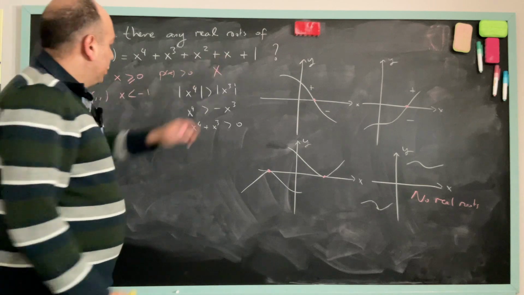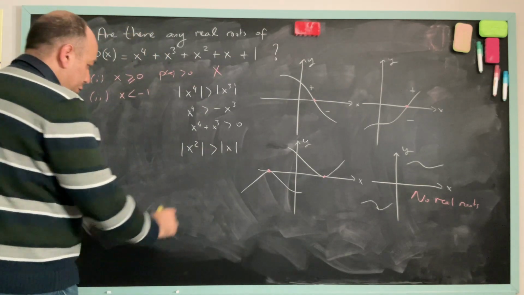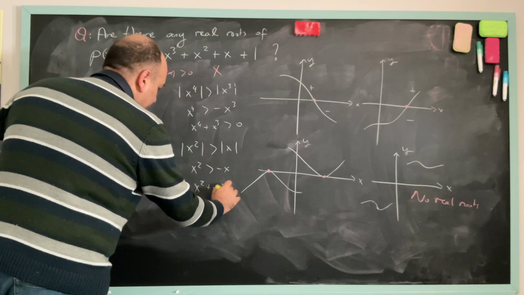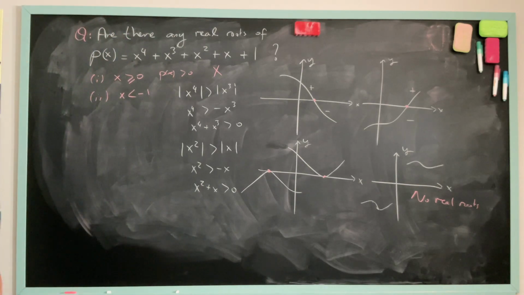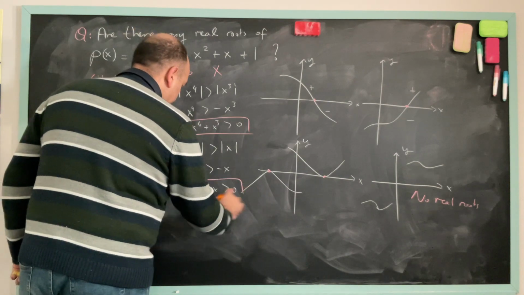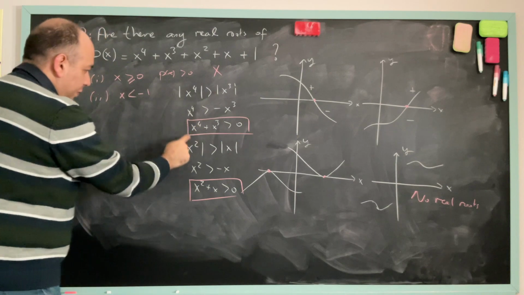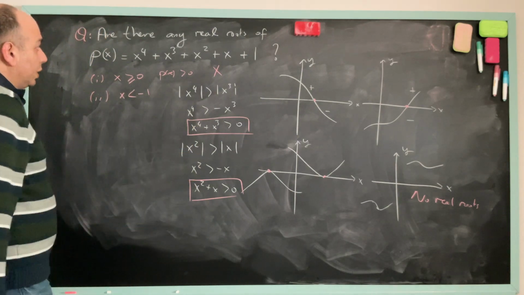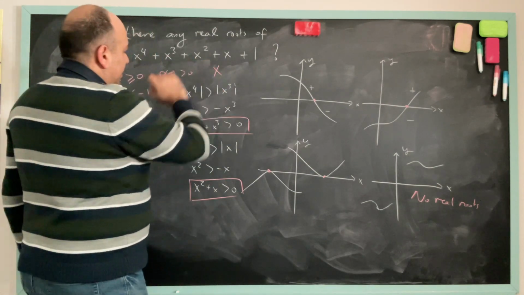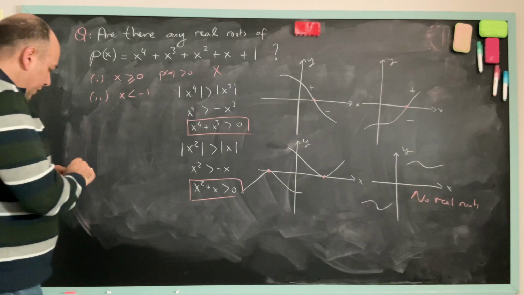So this tells me that x to the fourth plus x cubed is larger than 0. Similarly, I'm going to compare these two terms. x squared is larger than minus x. So x squared plus x is larger than 0. So what do I see here? I have these two results. This term plus this term plus this term plus this term: the sum of these two inequalities, they're all larger than 0. The sum is larger than 0. Plus 1 is even larger than 0.